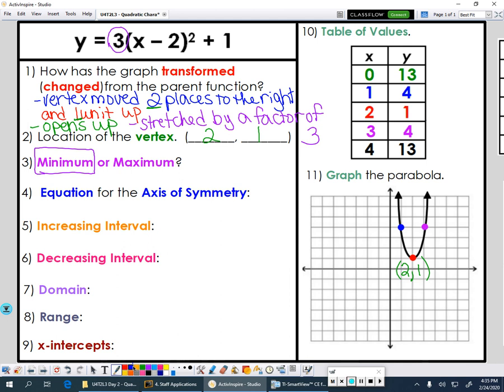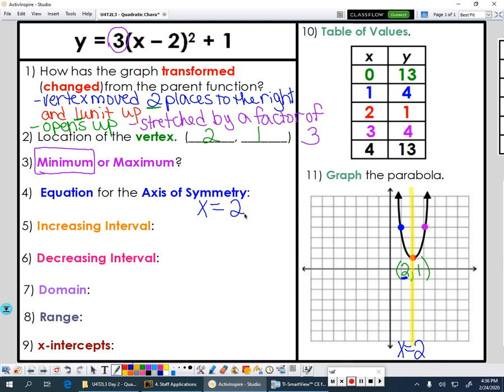Now my axis of symmetry. The axis of symmetry is the line that goes through this parabola and divides your parabola in half. That axis of symmetry goes directly through your vertex. And the equation for that axis of symmetry, not x equals 3, is x equals 2, because the x value of my vertex is 2. So my axis of symmetry is where x equals 2.